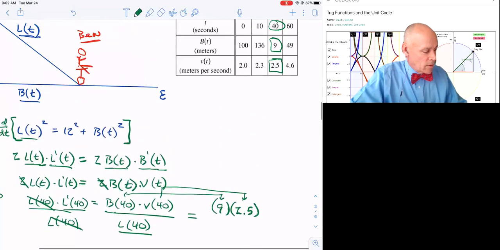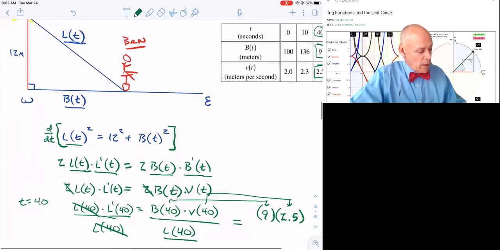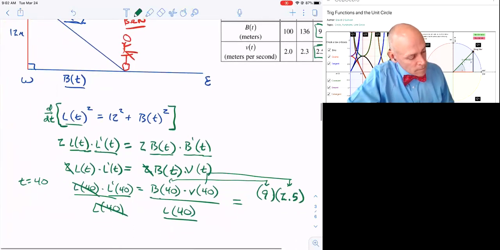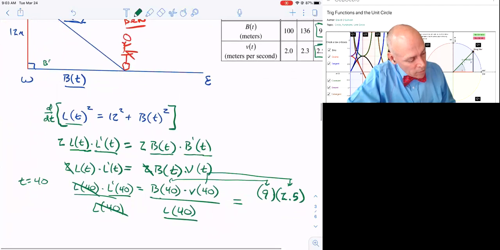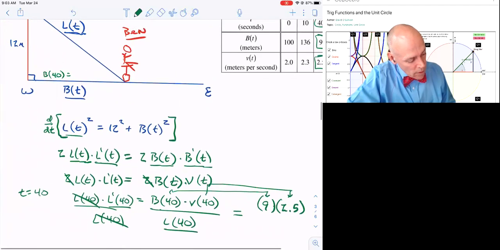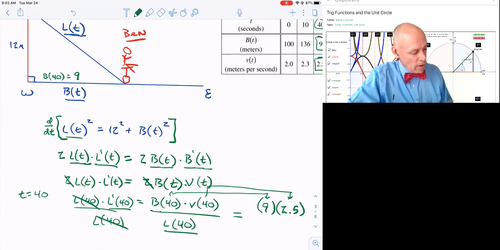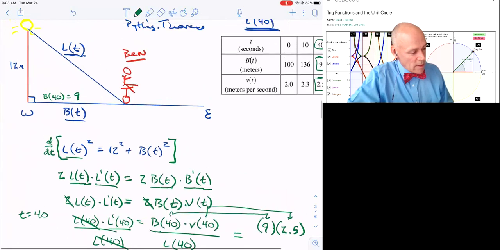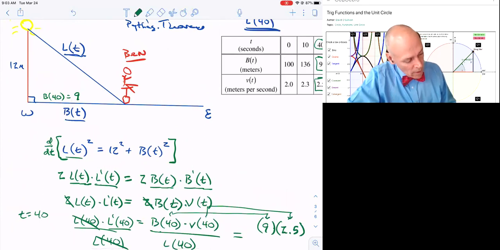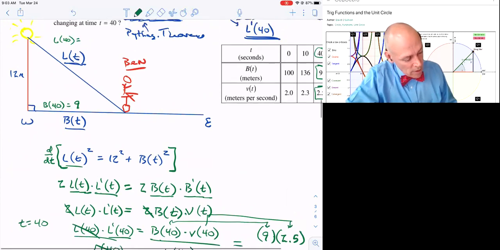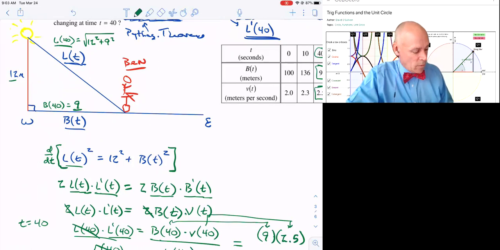Now here's what I have to do, just a little bit of work. I found that B at 40 is equal to 9. And so L at 40, which is the distance from the light directly to Ben, by the Pythagorean theorem is going to be the square root of the sum of the squares of the two legs at time 40. So that's 12 squared plus 9 squared. So that is L at 40.